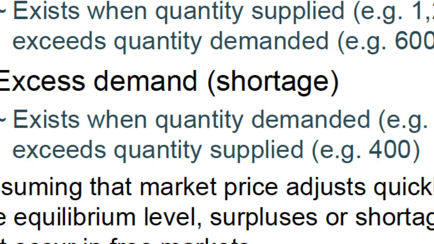So we say excess supply is when quantity supplied exceeds quantity demanded. That's known as a surplus. Excess demand or shortage exists when quantity demanded exceeds quantity supplied. Assuming the market adjusts quickly to the equilibrium level, surpluses or shortages do not occur in free markets. So it's like an awareness. It's an information. It's that all the actors in this free, perfect competition marketplace are aware of what people are willing to pay.